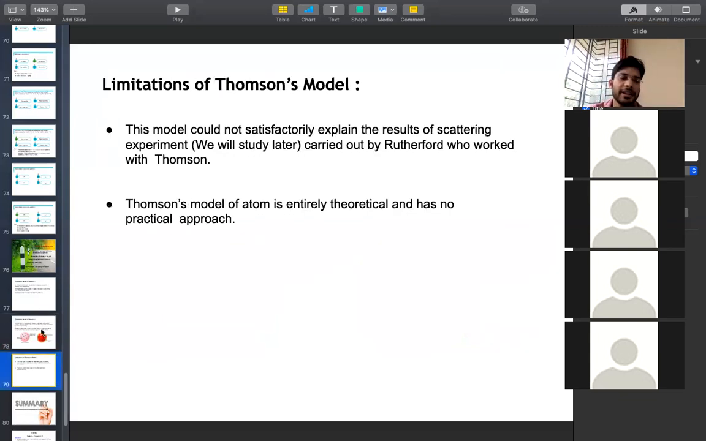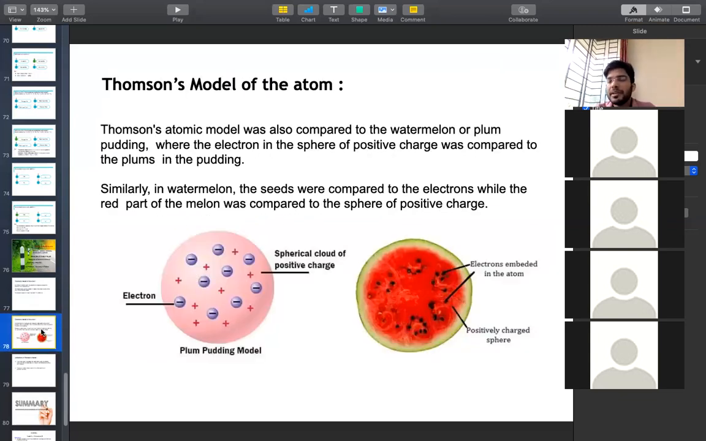Okay, this is the plum pudding model. But there is a limitation of the Thomson model. Can anyone tell me what the limitation is? I think you must have learned this part earlier also. What was the limitation of the Thomson model? Very good. It could not explain the scattering experiment.